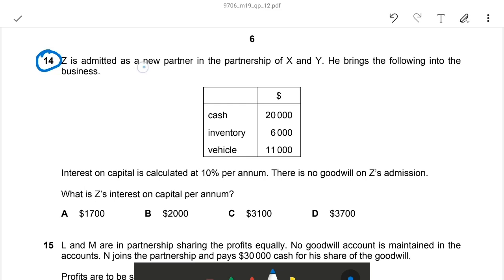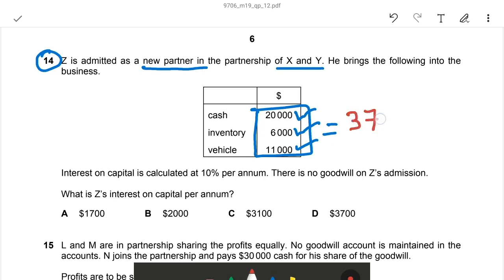Z is admitted as a new partner in the partnership business of X and Y. He brings the following into the business: cash, inventory, vehicle. This is his total capital. What is the total capital he brings? He brings total capital of 37,000. 20 plus 6 plus 11, 37,000 capital he brought.